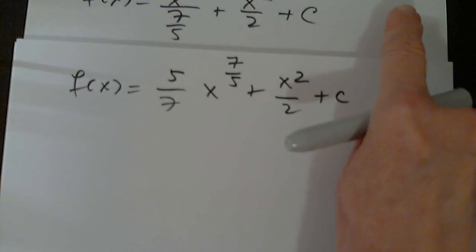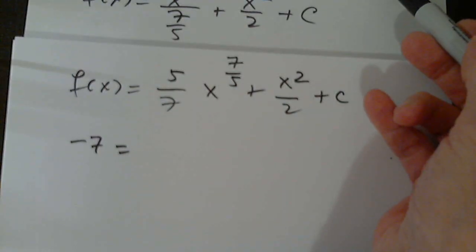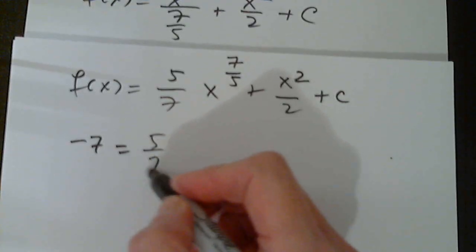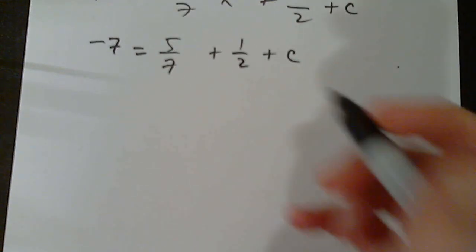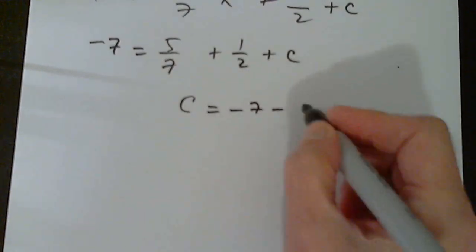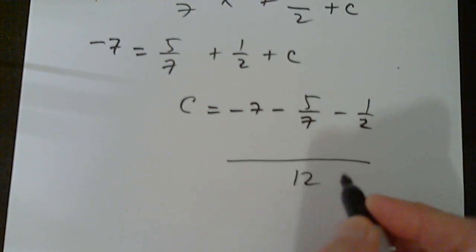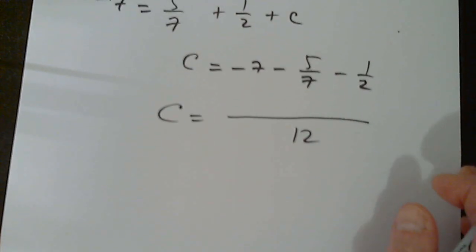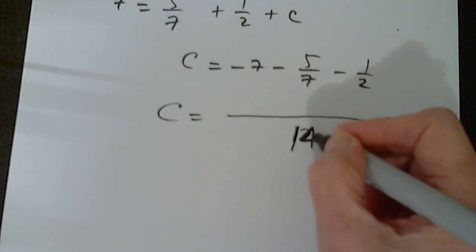But we have the initial condition. When the function is negative 7, the x is 1. So 5 over 7 plus 1/2 plus c. I move everything to the other side to find c as negative 7 minus 5 over 7 minus 1/2. The least common denominator is 14, of course.